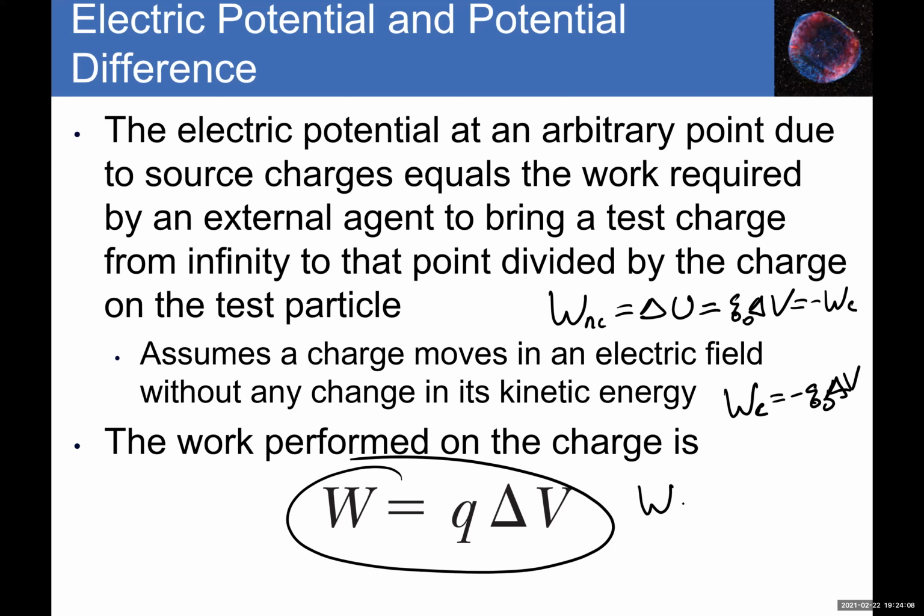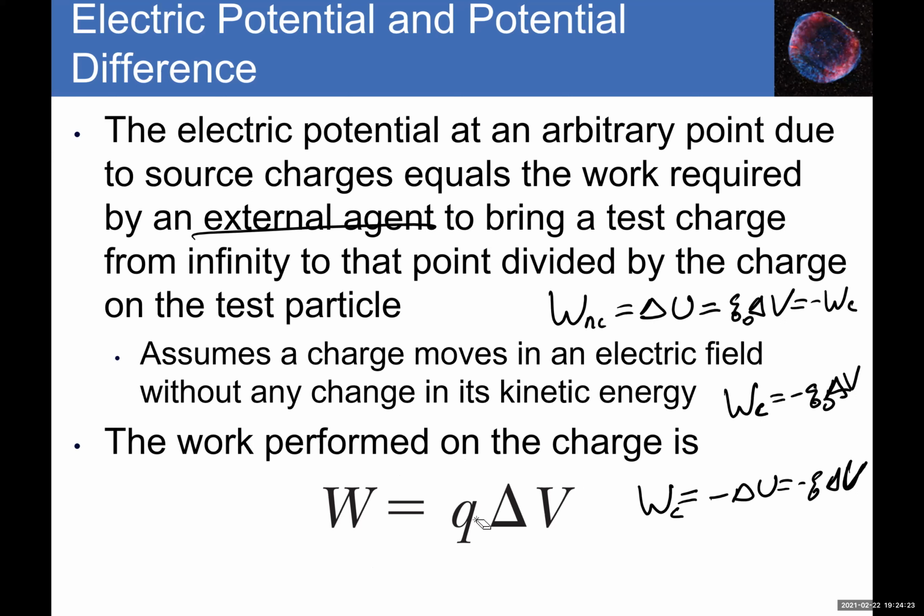So technically there are two equations. Work done by a conservative force equals negative delta U, or negative Q times delta V. But if the work is done by some kind of external agent, then it equals Q times delta V. So you have to be careful: is the work done by an external agent, or by the field? You want to look at it in terms of whether the work on the charged particle was done by the field or by the external agent.